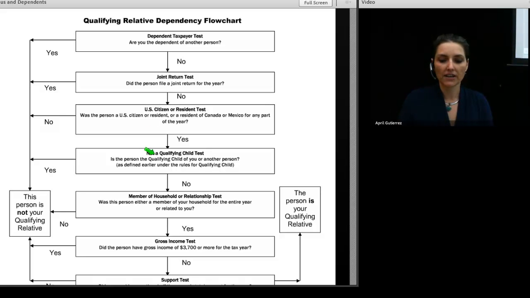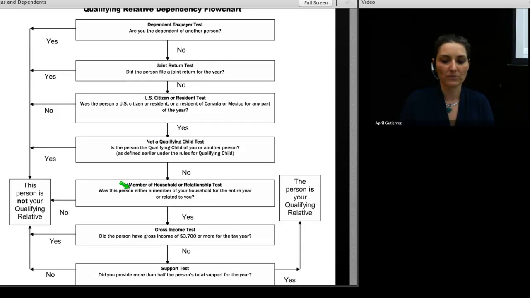Not a qualifying child test. Is the person the qualifying child of you or another person, as defined earlier under the qualifying child rules? If your qualifying relative is your qualifying child or the qualifying child of somebody else, then they are not your qualifying relative. Is this person a qualifying child? And the answer must be no. If it is not, you move on to the member of household or relationship test. Was this person either a member of your household for the entire year or related to you?